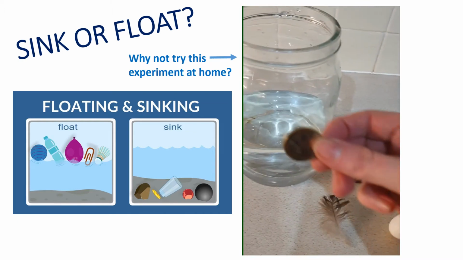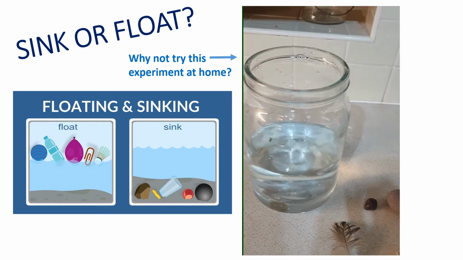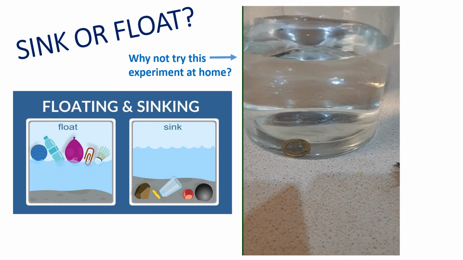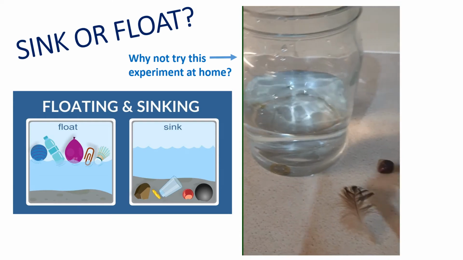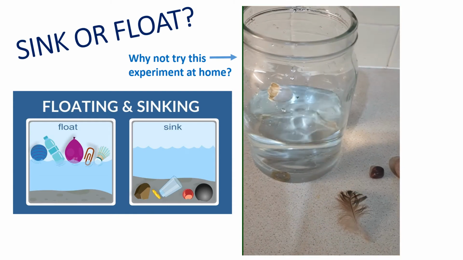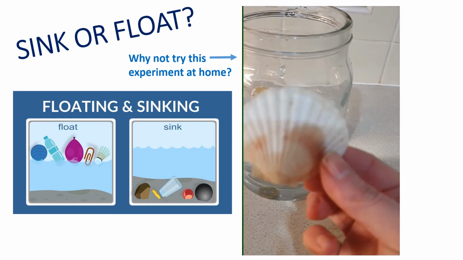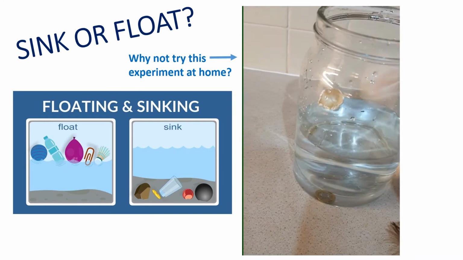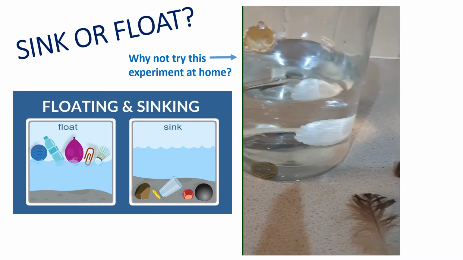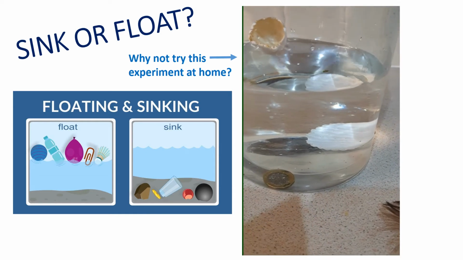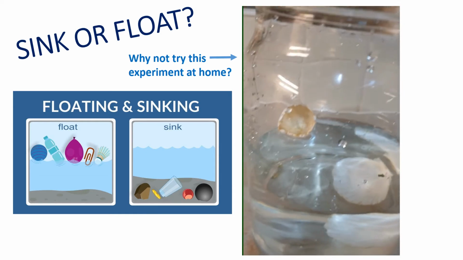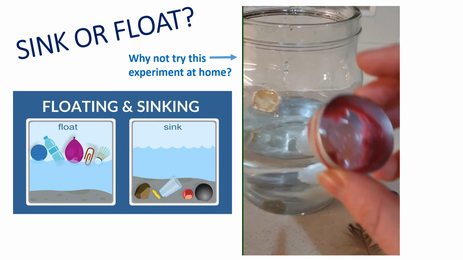What do we think is going to happen? Straight to the bottom. And an eggshell. What about a shell that you'd find on the beach? Oh, straight to the bottom. So the shell and the coin are dense. The eggshell is less dense than the water. What about the piece of plastic?